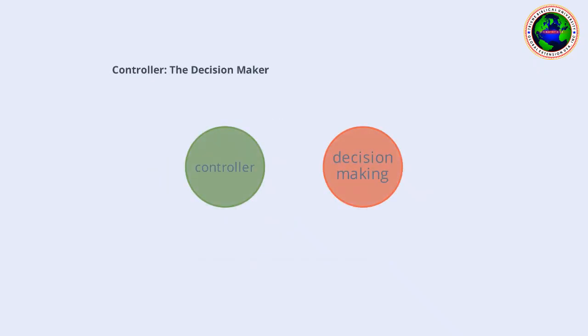The controller is the brain of the control system. It receives information from the sensor, compares it to the reference, and decides what action the actuator should take. The controller's logic and algorithms are what make the system intelligent and adaptive.